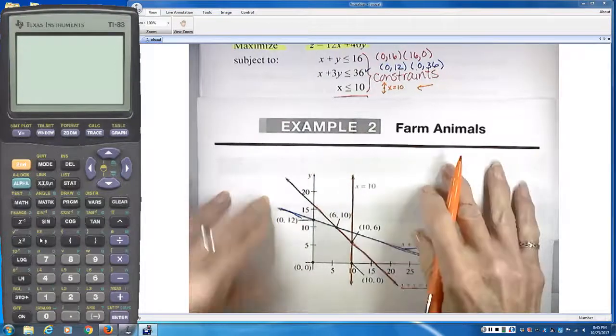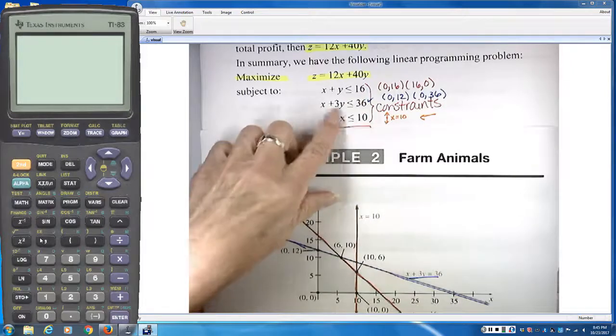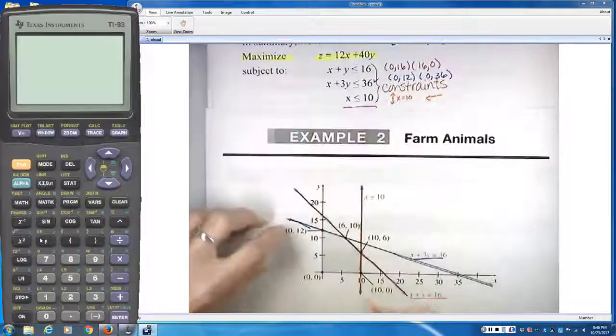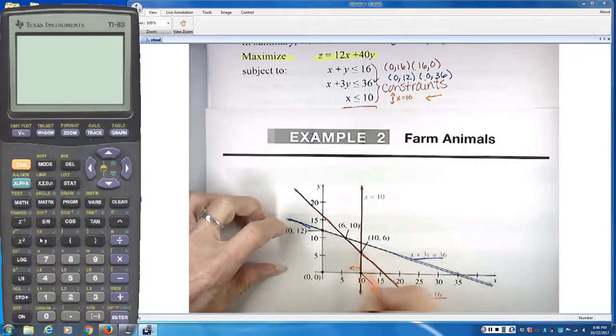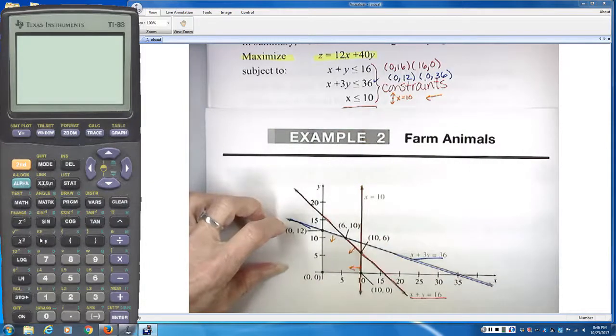And if you look back at these equations, 0 is equal to or less than 16, 0 is equal to or less than 36, 0 is equal to or less than 10. So we're shading every time towards 0, 0. So this is our feasible region.